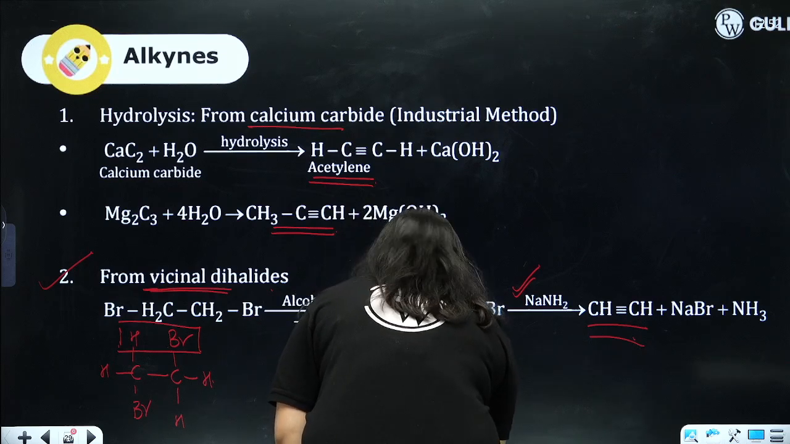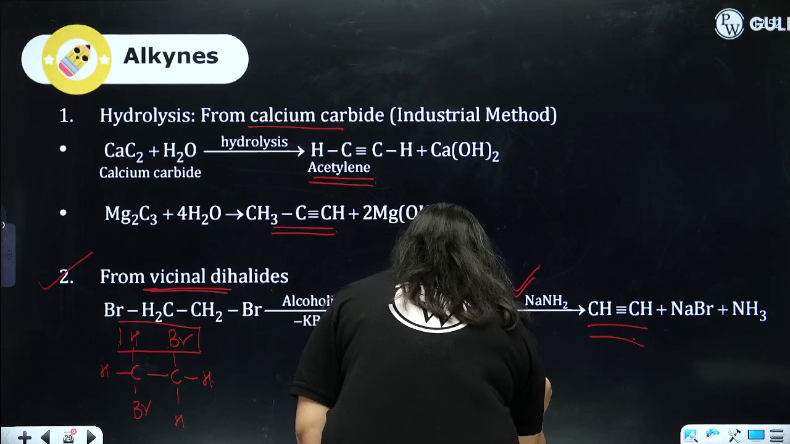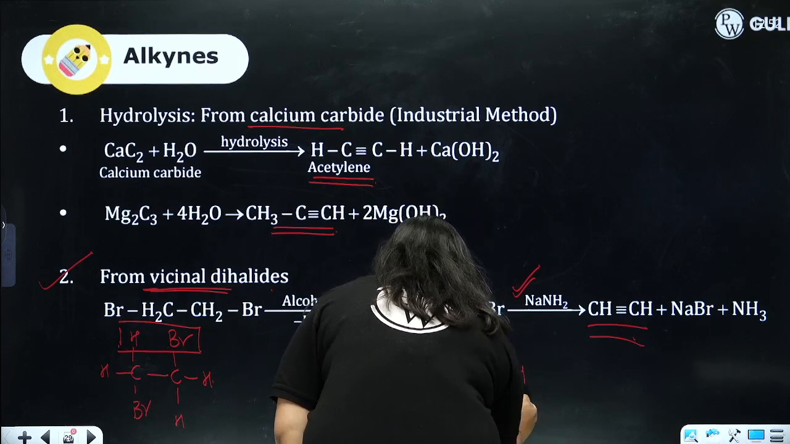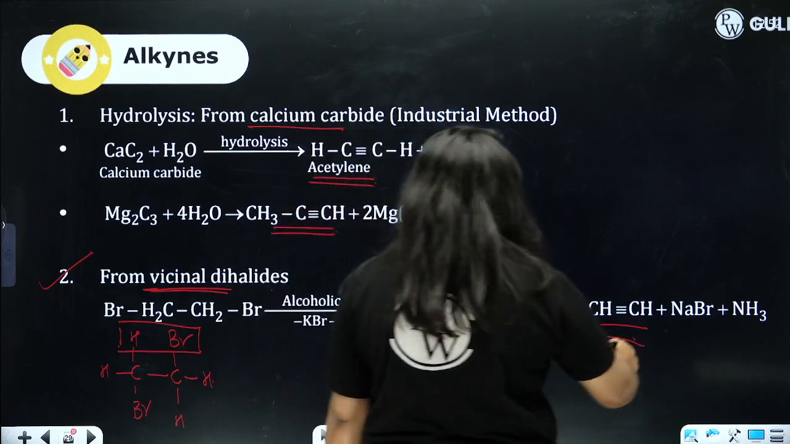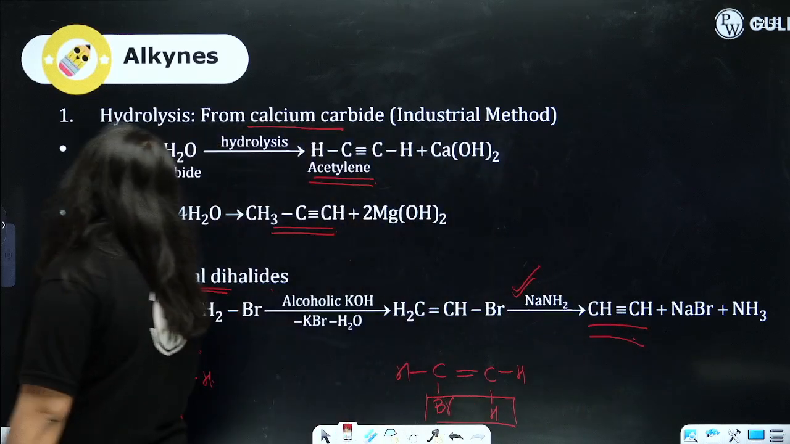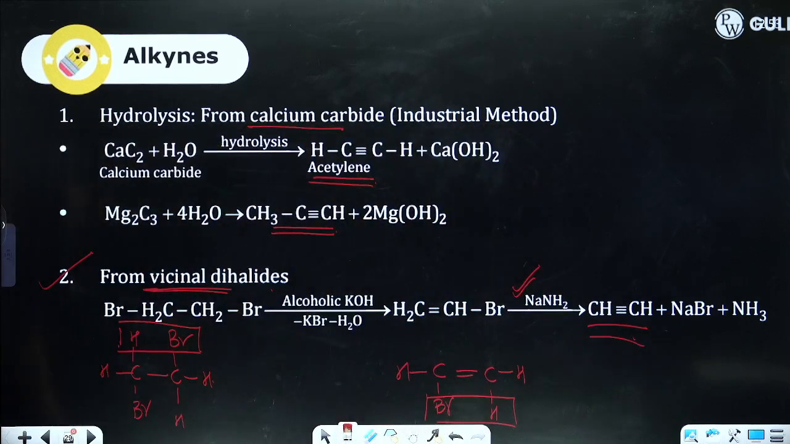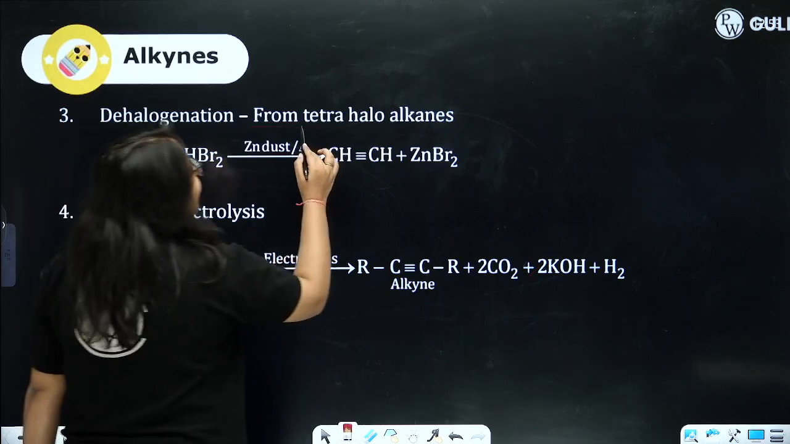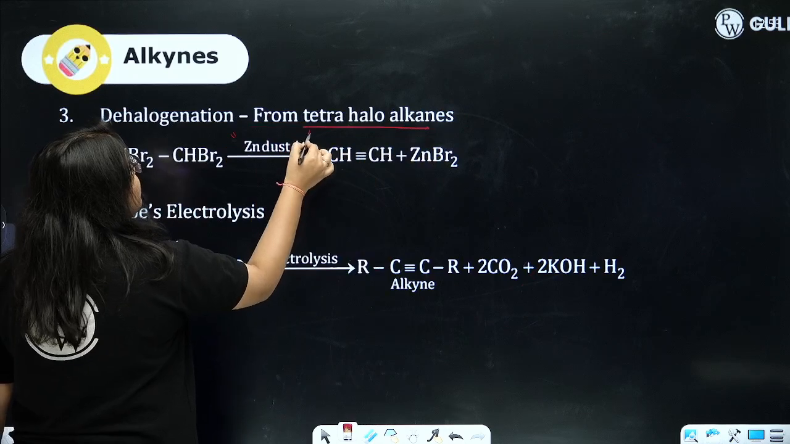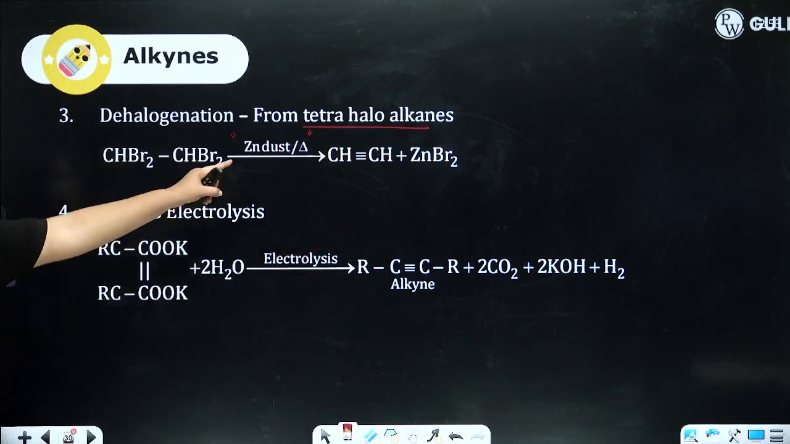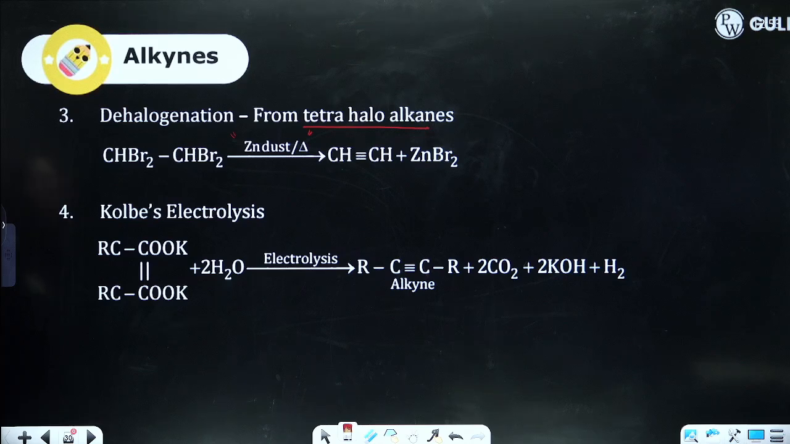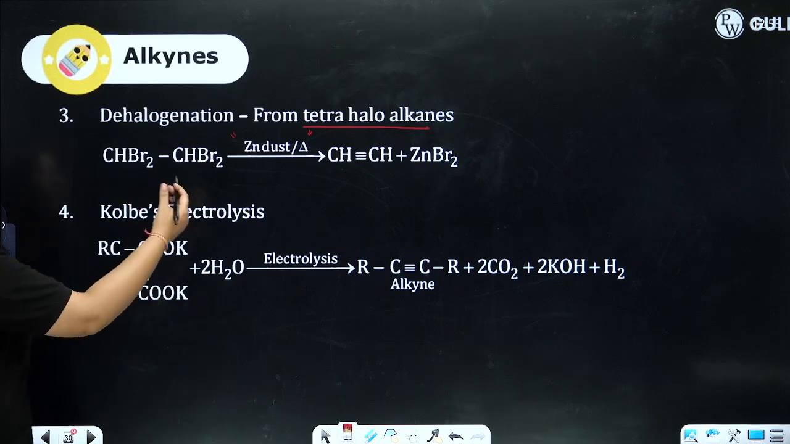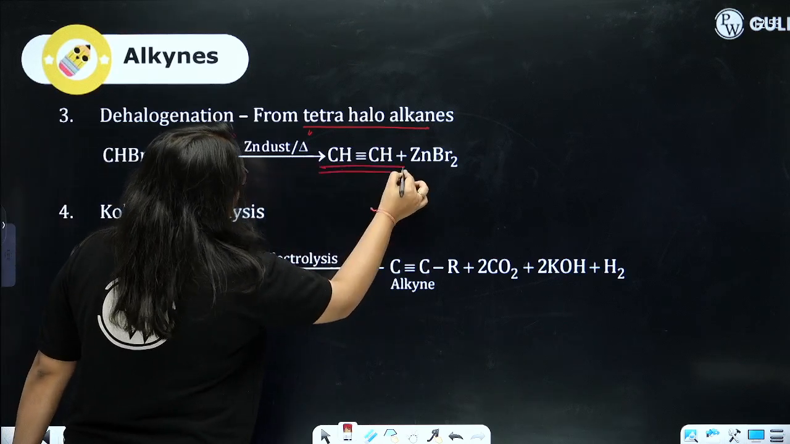HCBr double bond CH2. Now again, this is removed and you will get acetylene. Dehalogenation from tetrahaloalkanes in the presence of zinc dust. Why dust? Because more surface area. The bromine is removed and you will get acetylene again.